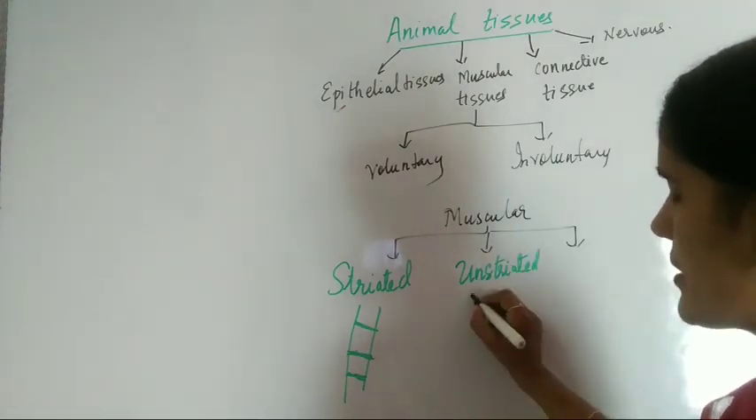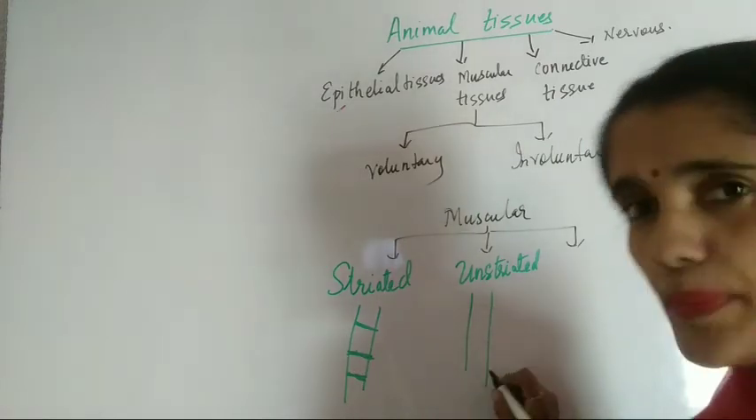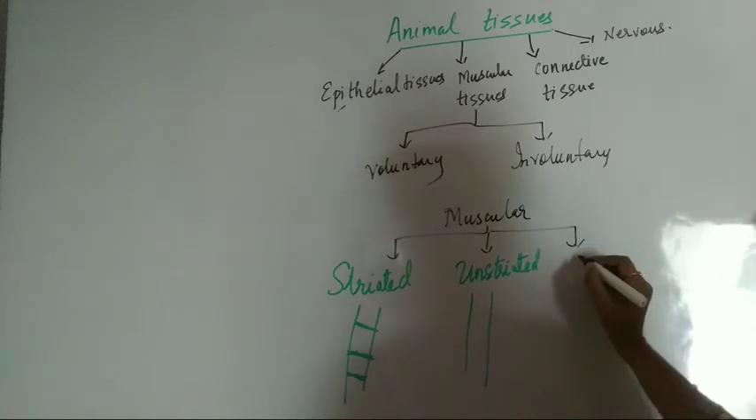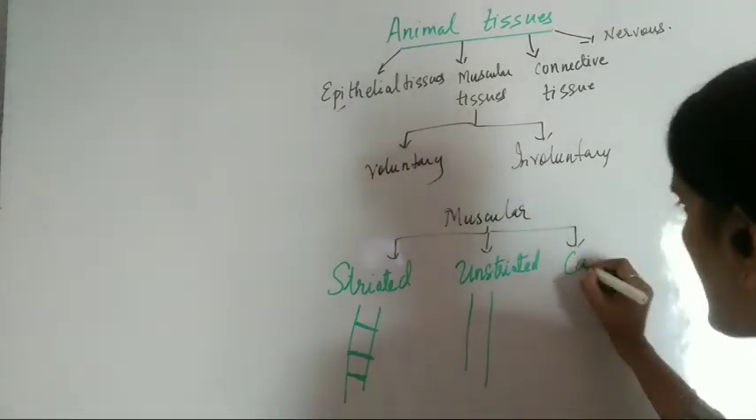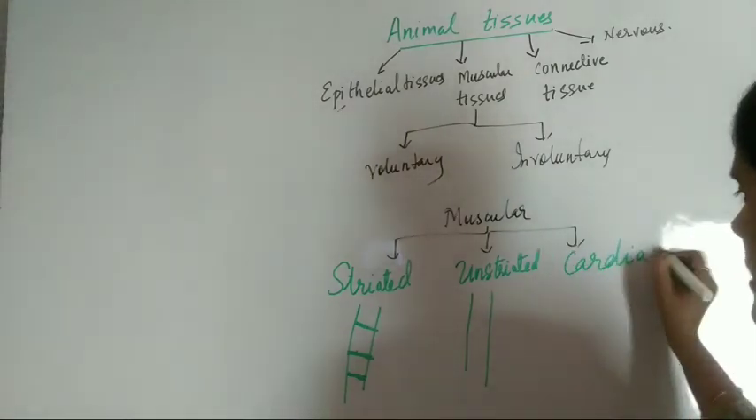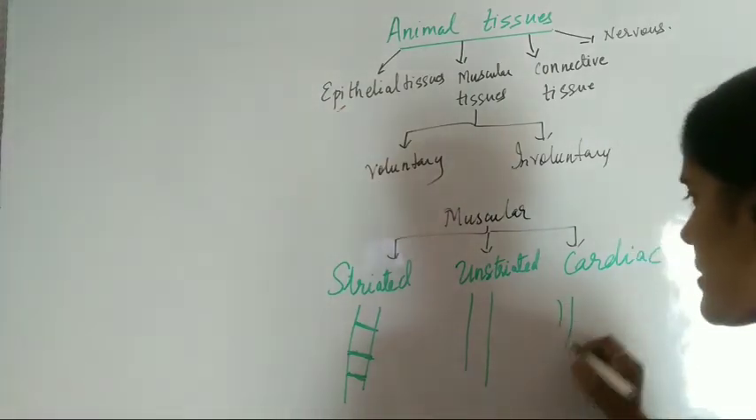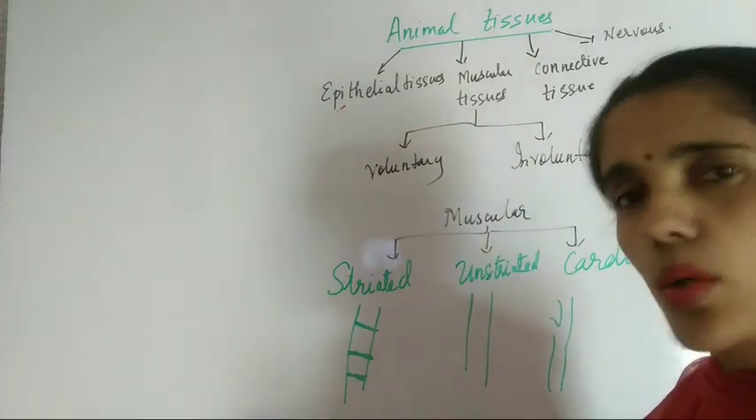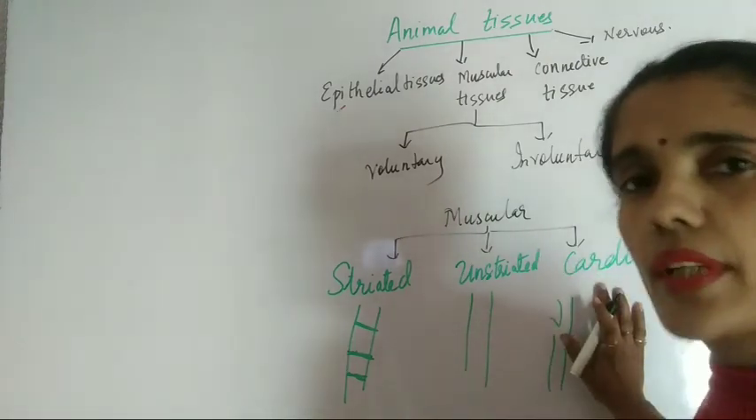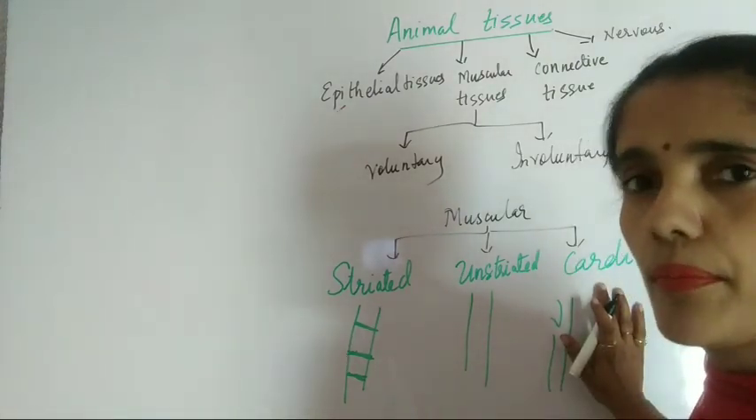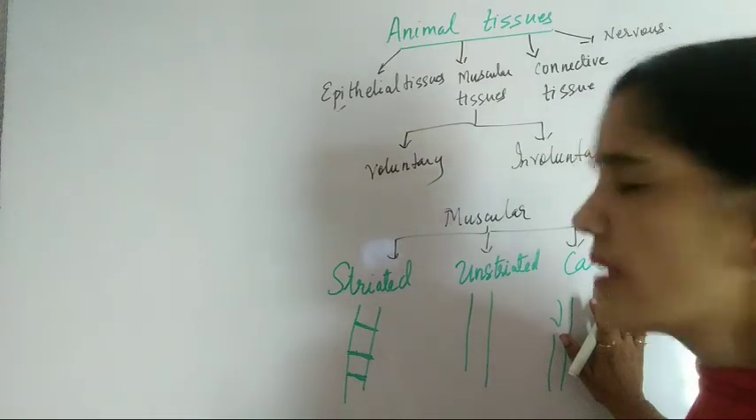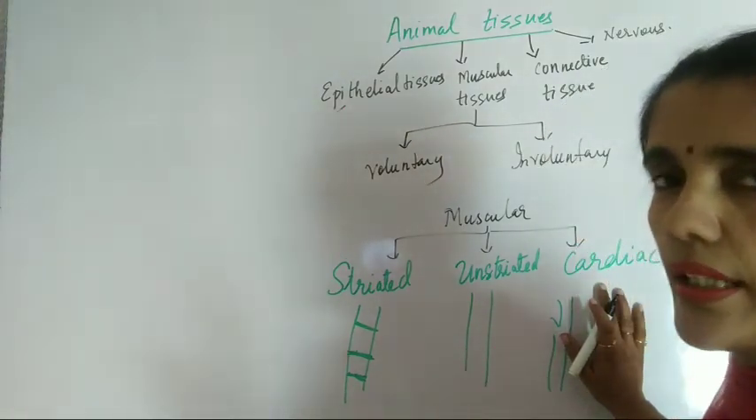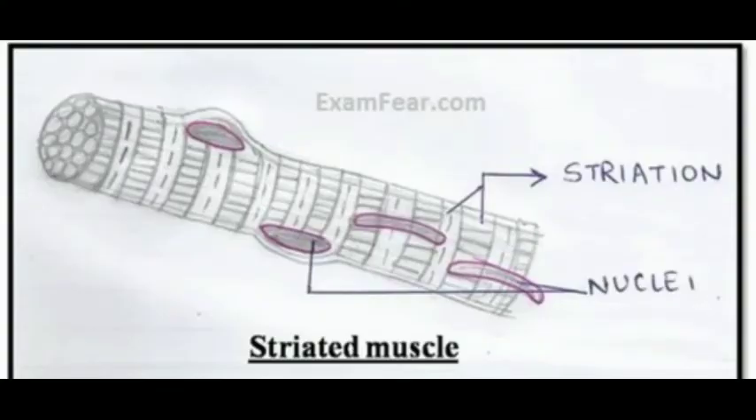It means striation is absent, light and dark band is absent. Nucleus is present obviously. And cardiac muscles are branched and they work continuously. Through the whole life they work.